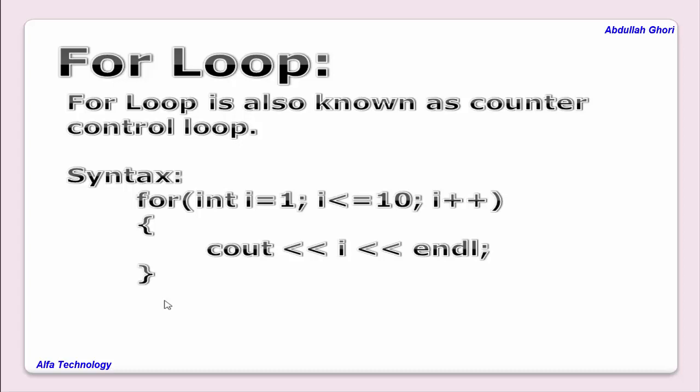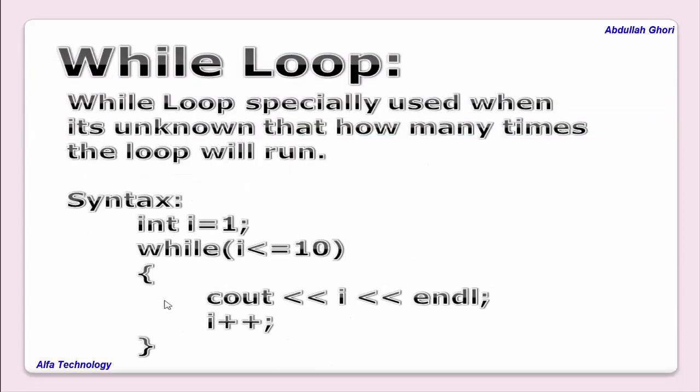We'll talk more about for loops in upcoming videos when we implement the for loop in our C++ program. So let's talk about the while loop. The while loop is especially used when it's unknown how many times the loop will run. So whenever we don't know how many times our loop will run, it is better to use a while loop. In this example I am taking the same example which we took in the for loop.